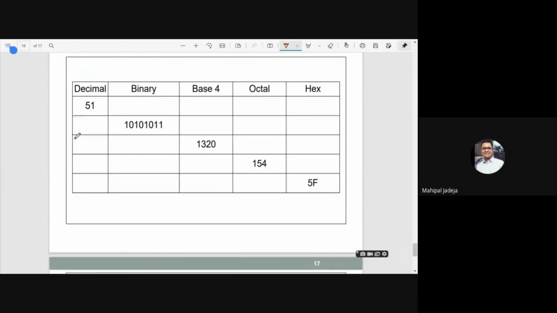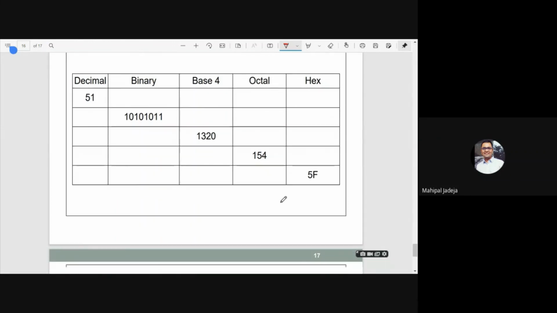Okay. And again, we can do this conversion also, where one number is given in decimal, and we need to consider its binary value, base 4 value, octal value, and hexadecimal. Similarly, one number is given in binary, and then we need to convert it into all other forms, and so on.